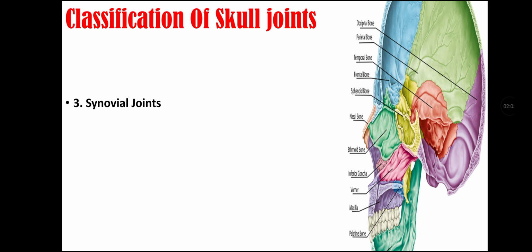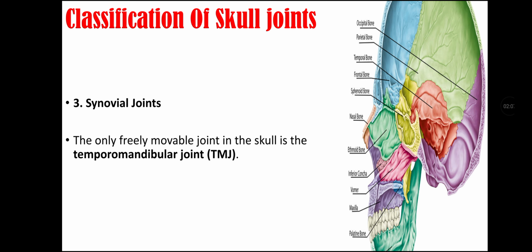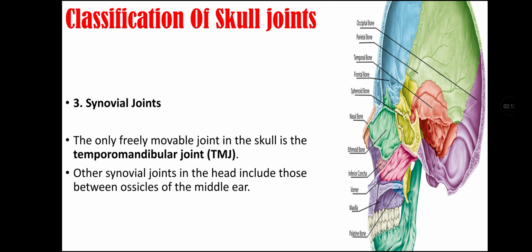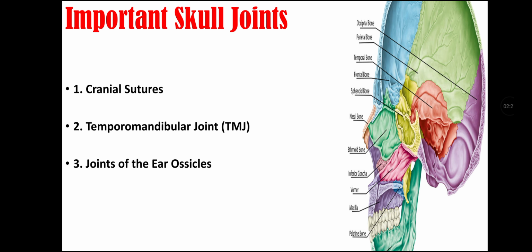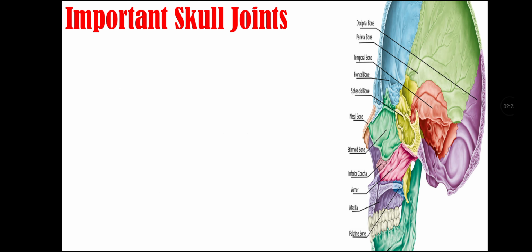Now let's talk about synovial joints of skull bones. The only freely movable joint in the skull is the temporomandibular joint. Other synovial joints in head include those between ossicles of middle ear. Important skull joints include cranial sutures, temporomandibular joints, joints of ear ossicles, and cranial base synchondroses.